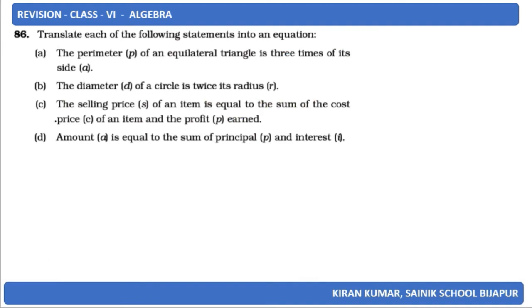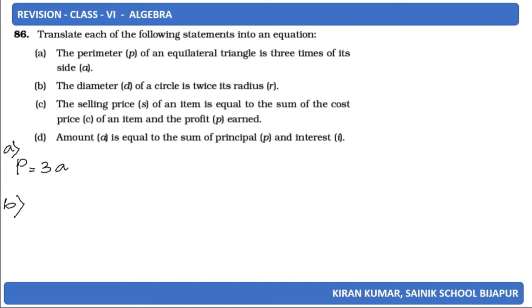Next one. Translate each of the following statements into an equation. Perimeter P of an equilateral triangle is 3 times its side. We all know that in an equilateral triangle there will be 3 equal sides. If perimeter is given by P, the side by A, perimeter will be 3 times A. This is for the first one.